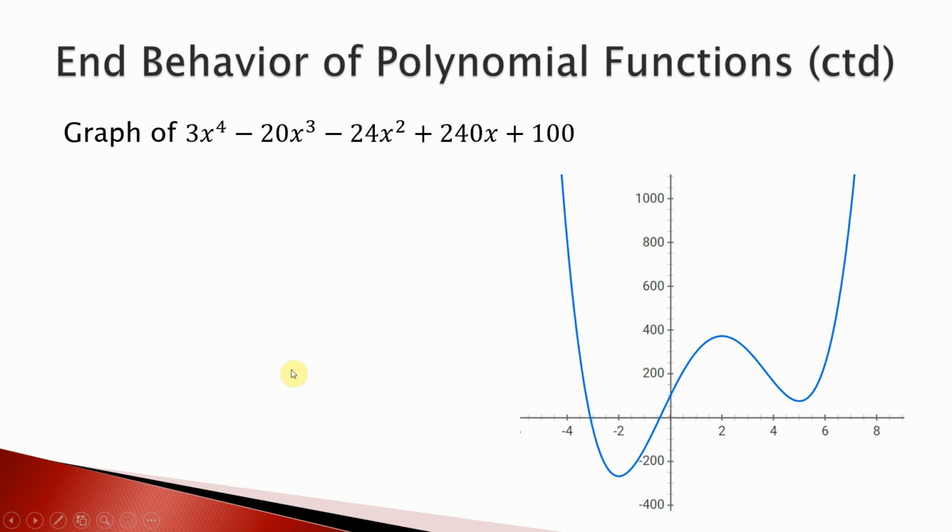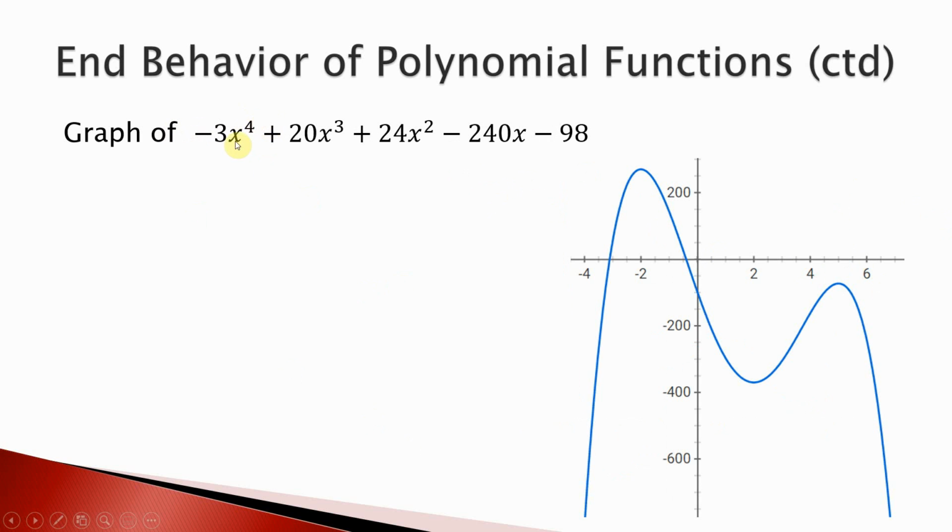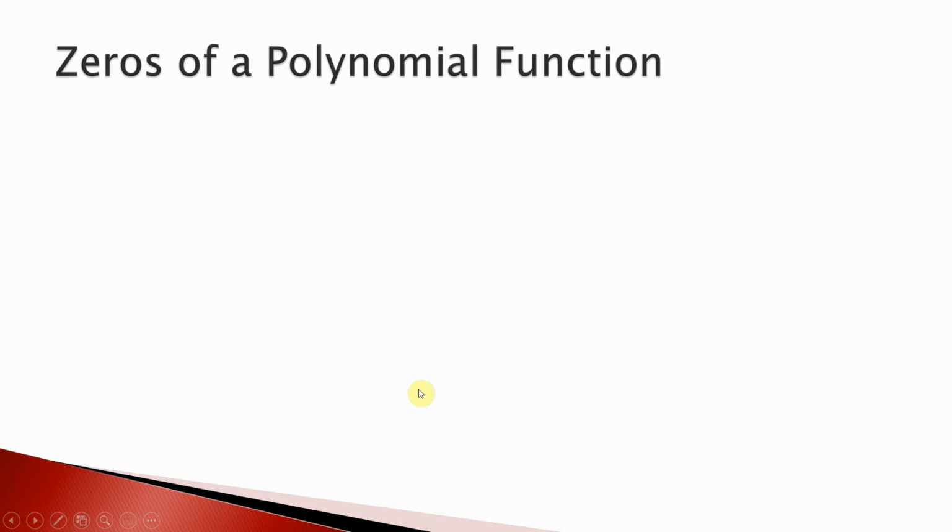Okay, and if the coefficient is negative, then this x to the 4 will be positive for both positive and negative numbers, and by multiplying a positive number by a negative number, you'll get a negative number. So it will fall when you go to the far left as well as far right, because this will become a really big positive number, and multiplying by negative 3 will make it negative, and it will make it go down. Okay.